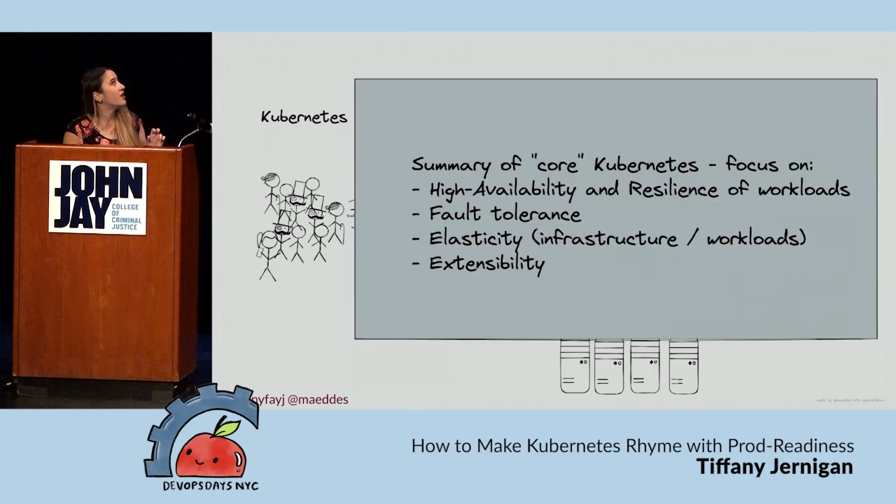Okay, so as a summary of the core of Kubernetes, some of the things are high availability and resilience of your workloads, making sure that your application isn't just going to stop working, because it will make sure that things are still running. There's things that deal with fault tolerance. There's the elasticity of both your infrastructure and your workloads. And then there's also extensibility as well.